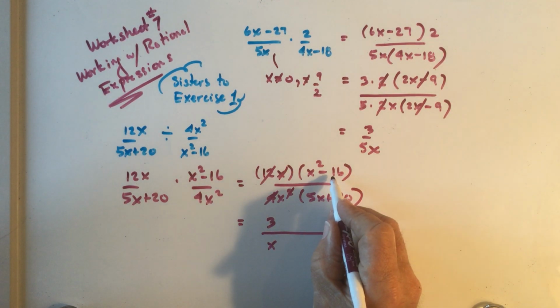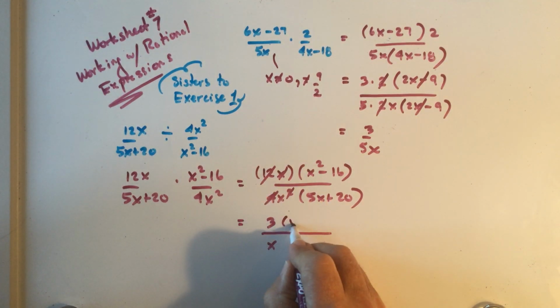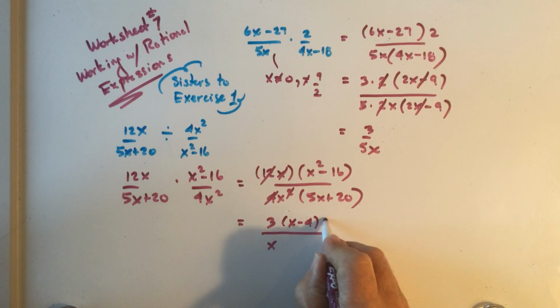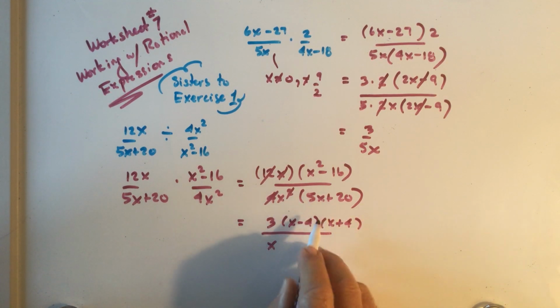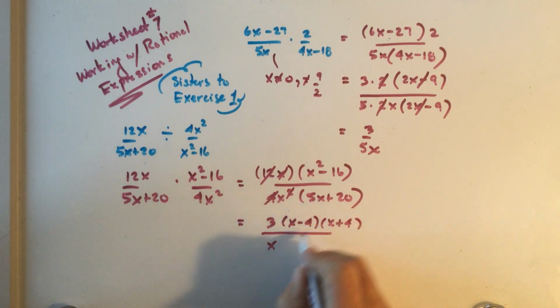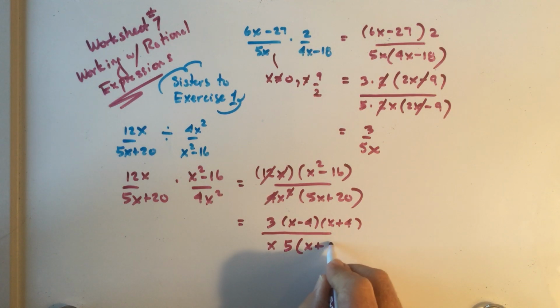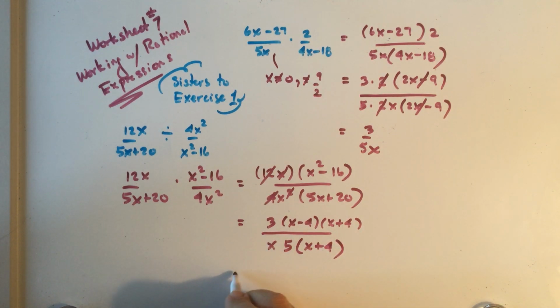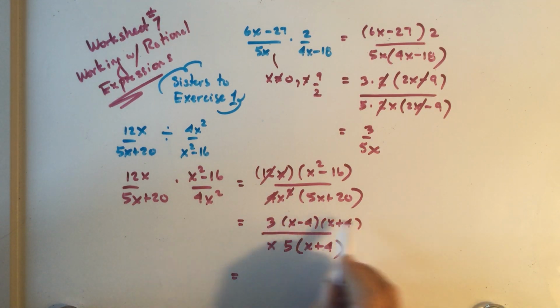Now what have I got? This is a difference of squares. Learn to recognize this. This is x minus 4 times x plus 4. And what's down here? I get a 5x plus 20, which is 4 times 5. So I'm going to factor out a 5, and I'm going to be left with x plus 4. Okay, I'm almost done here. I've got a 3 up here, but that's the only 3. I've got an x, that's the only x.